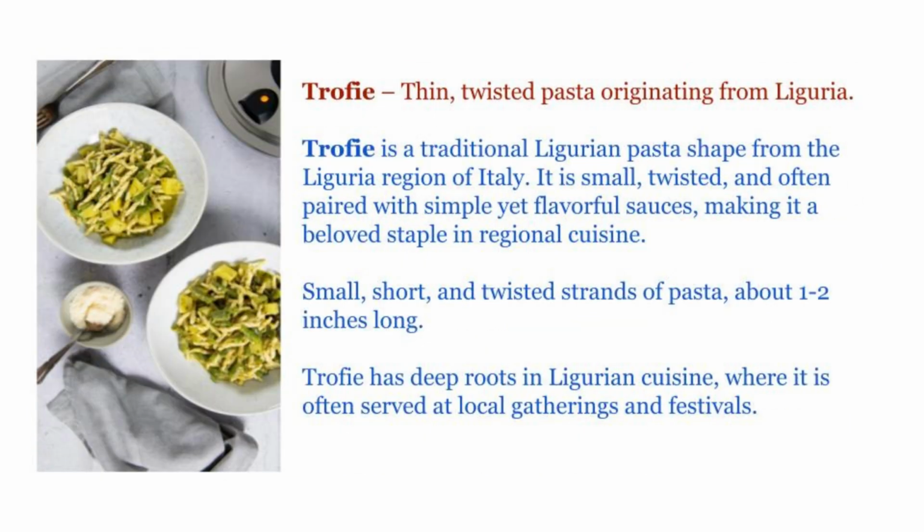Trofie, thin, twisted pasta originating from Liguria. Trofie is a traditional Ligurian pasta shape from the Liguria region of Italy. It is small, twisted, and often paired with simple yet flavorful sauces, making it a beloved staple in regional cuisine. Small, short, and twisted strands of pasta, about 1 to 2 inches long. Trofie has deep roots in Ligurian cuisine, where it is often served at local gatherings and festivals.